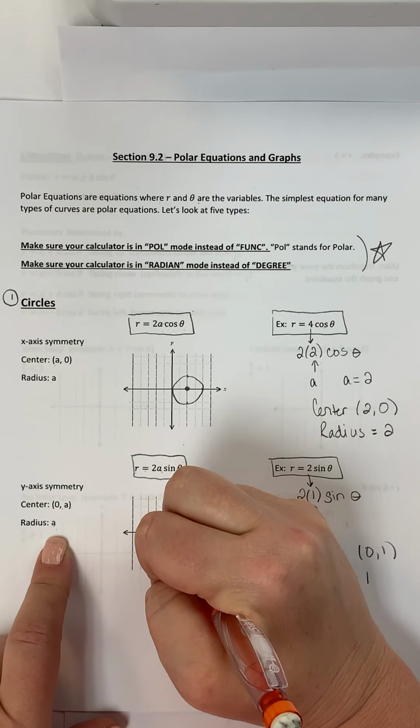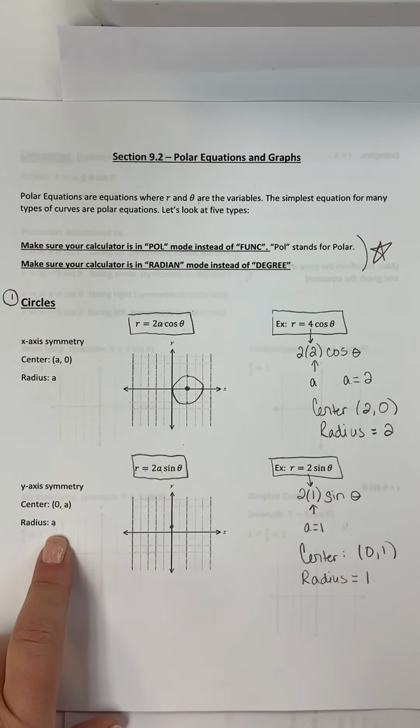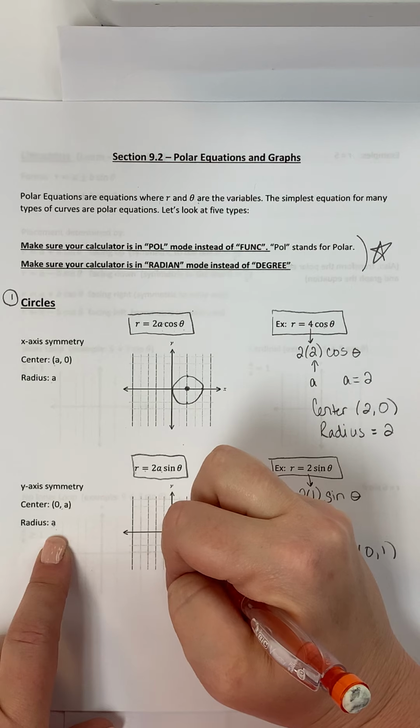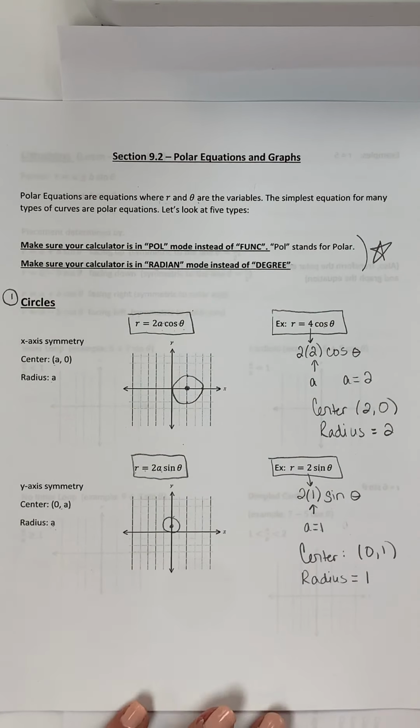So my center is now going to be up here. I'm going to have a radius of 1, so I'm going to go out in all directions 1. And there it is. That's going to be my circle. It's a little wobbly there, but there it is.